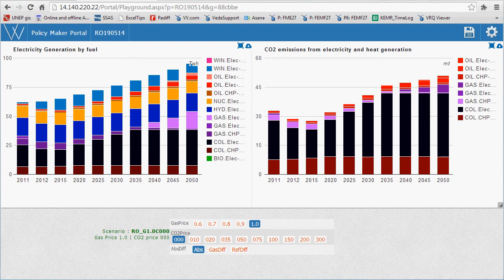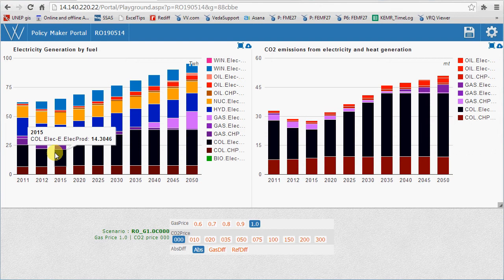This video shows how you can use the VEDAViz portal to explore the 50 sensitivity runs that have been done with the Romanian TIMES model. Now, when you enter the portal, this is the view that you will see, which basically shows the reference case electricity generation mix on the left side, and the CO2 emissions from electricity and heat generation on the right side.